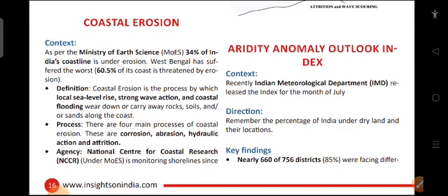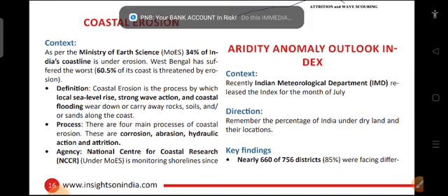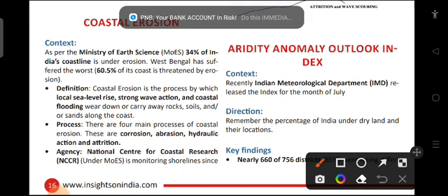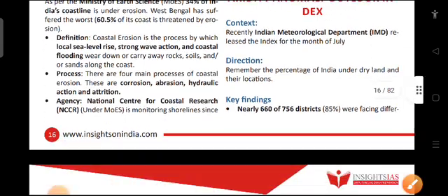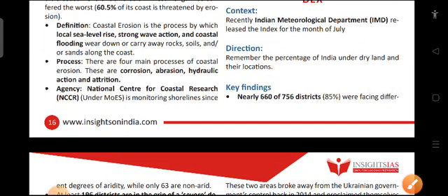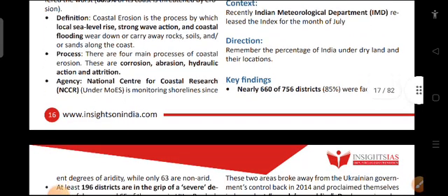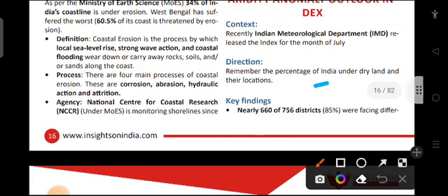Then the Aridity Anomaly Outlook Index. What is this? The context is that recently IMD released the index for the month of July. The aridity index is released by IMD, the India Meteorological Department. Remember the percentage of India under dryland. So we have to remember India's dryland percentage and their location.